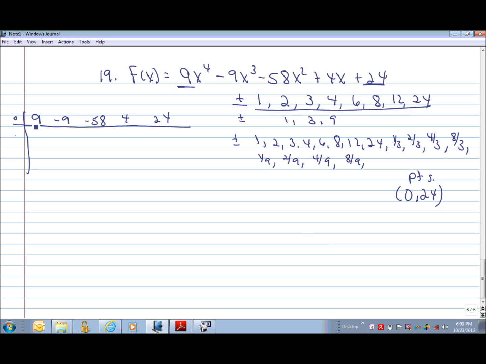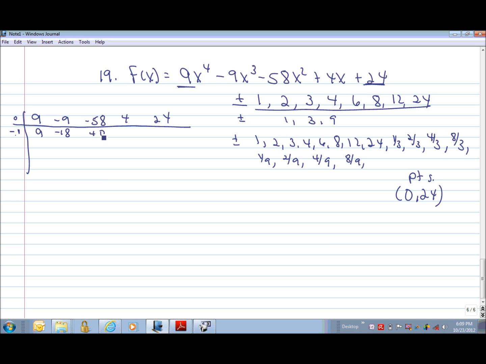Let's just start with negative numbers. I don't know why I want to start with negatives, but we're going to start with negative this time. We'll start with negative 1. We bring down the 9. Negative 1 times 9, negative 9. Negative 9 and negative 9 would be negative 18. That becomes a positive 18. Positive 18 and negative 58 would be, looks like 40. So that would be positive 40.